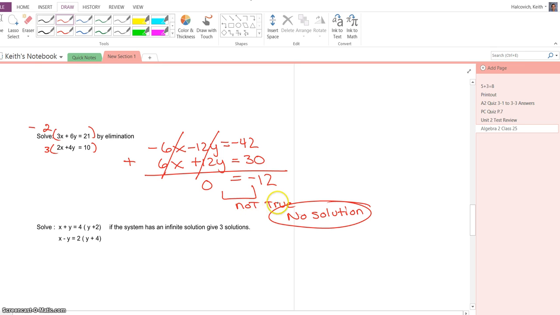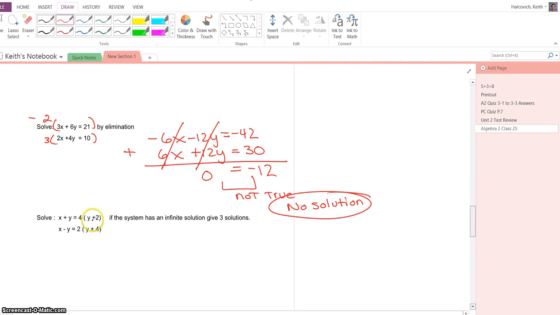So the next one, notice we have x plus y equals 4y plus 2. So if we want to do elimination, let's get it in standard form. So x plus y equals 4y plus 8 when we distribute. And then we'll move the 4y over. So x minus 3y equals 8.